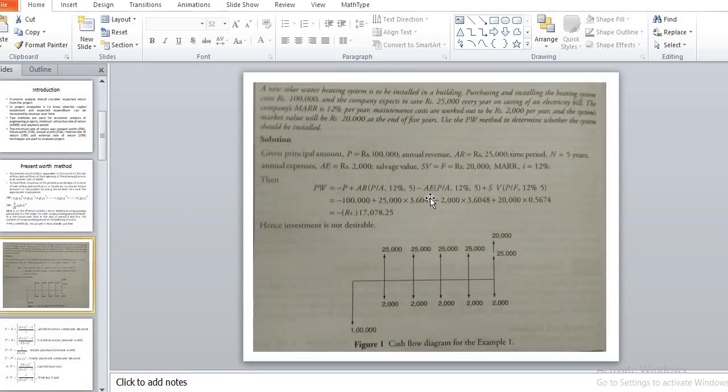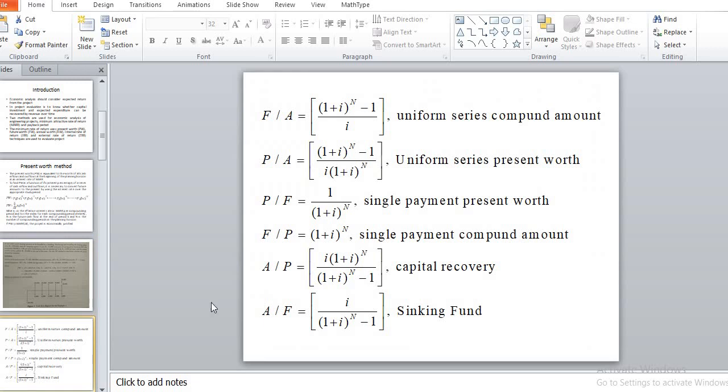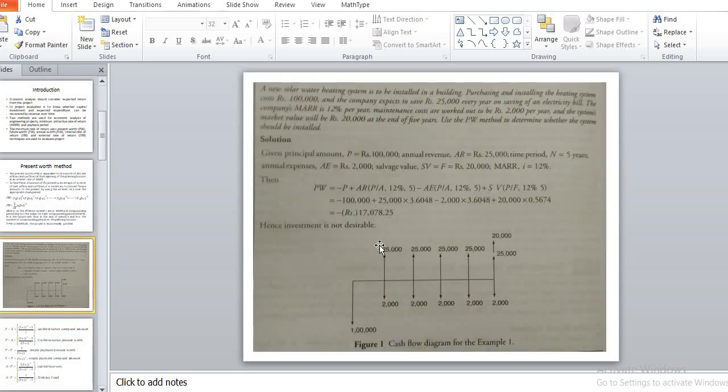So these are the factors. We calculate these factors by substituting the interest rate i and the period n. Here n is 5 years. So we put the i value and n value into the factor and calculate it. The P by A factor, with interest rate 12% and a period of 5 years, comes as 3.6048.